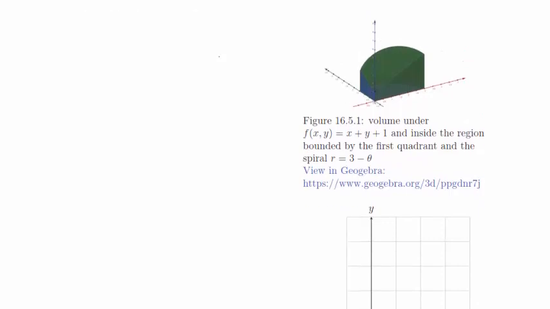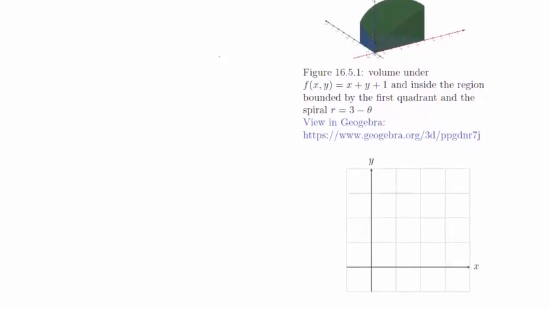So if theta is 0, then, so we have r equals 3 minus theta. If theta is 0, we have a radius of 3. If theta is pi over 2, then we have 3 minus pi over 2. Pi is about 3.14, so pi over 2 is about 1.57, so this is about 3 minus 1.57, which is approximately 1.43.